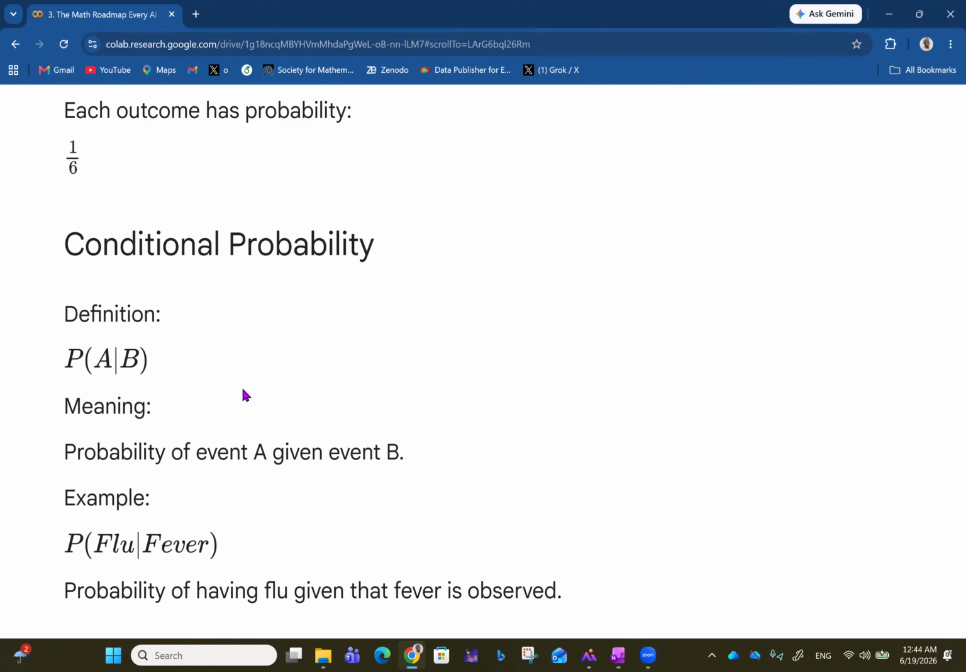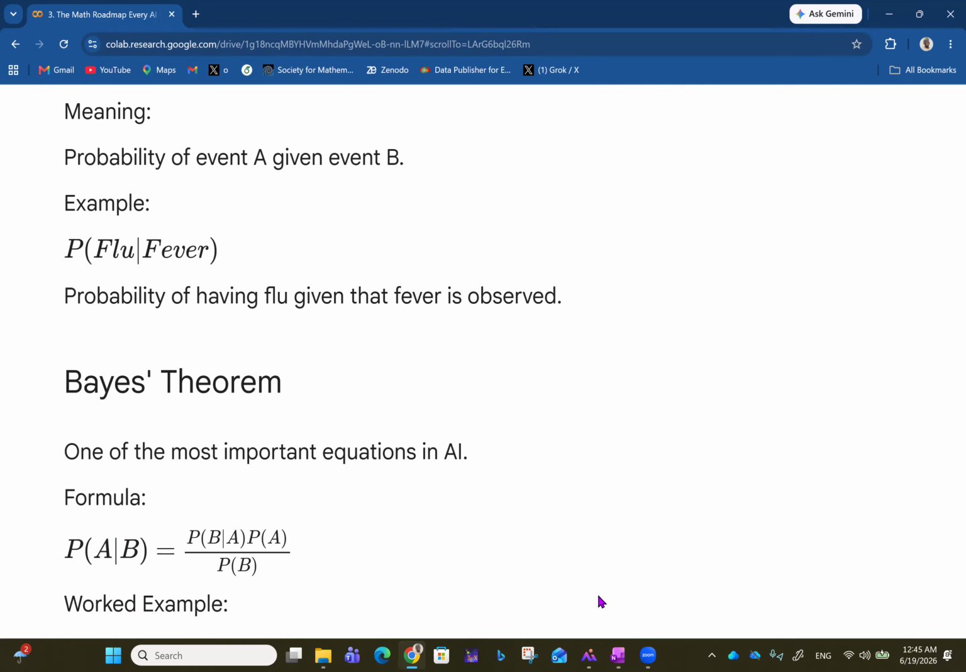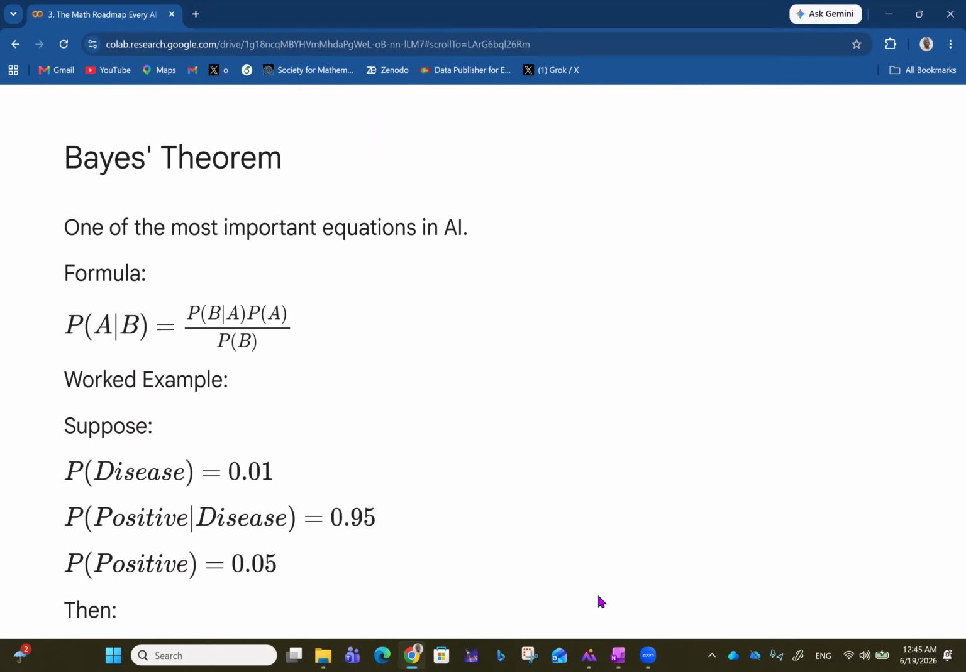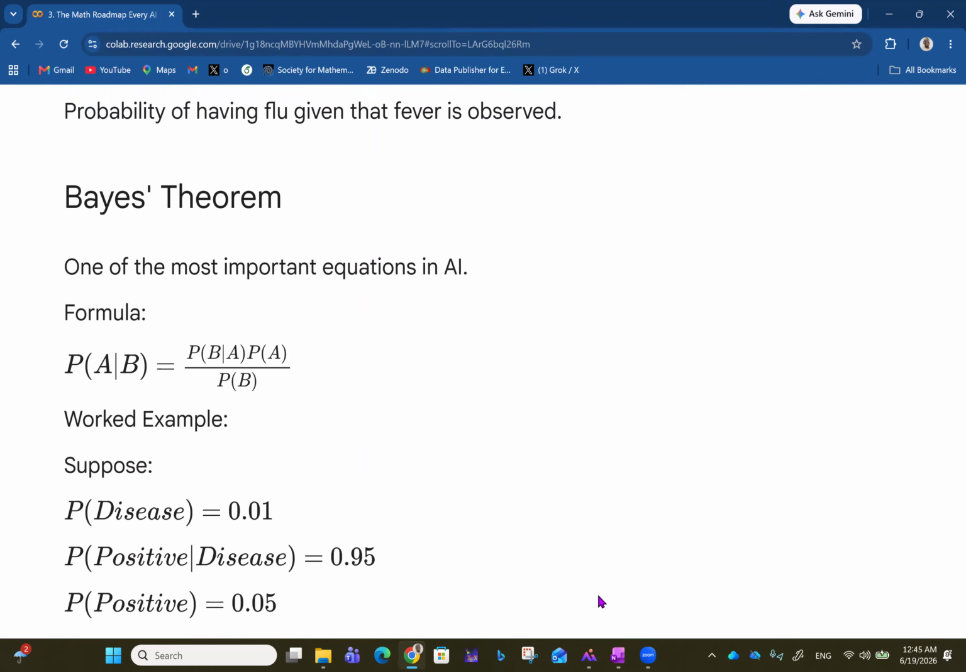So for conditional probability, you're asking what is the probability of A if we already have B in place? That's the probability of event A given event B. For example, the probability that somebody has flu, given that they have fever. If you have fever, it can be flu, it can be anything else. But we want to be able to say, with a level of certainty, not perfect certainty, that someone who has fever has it because of flu.